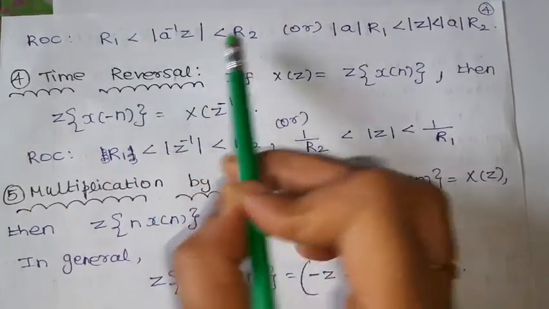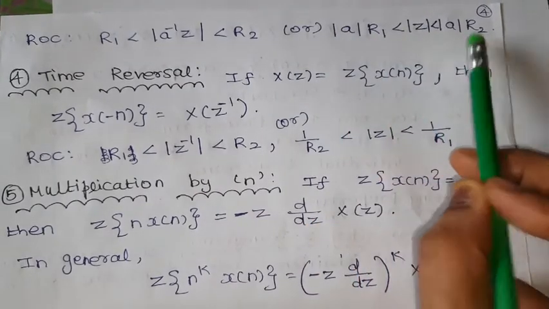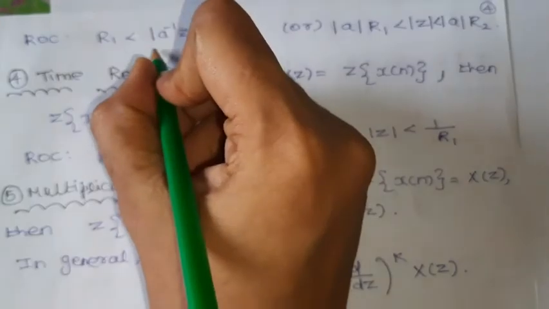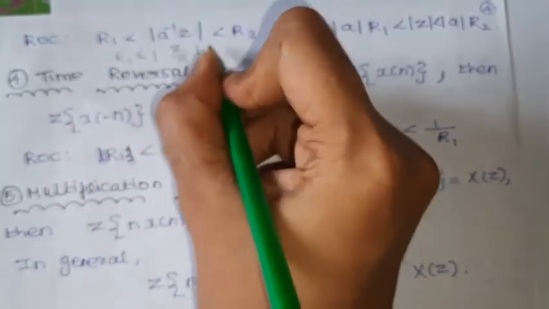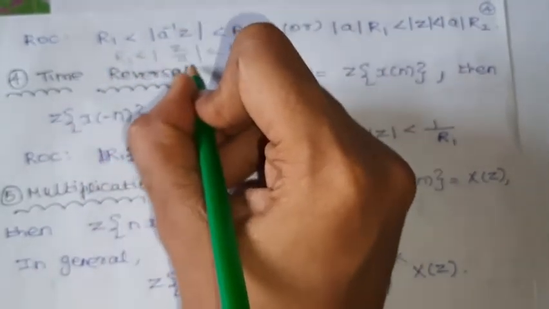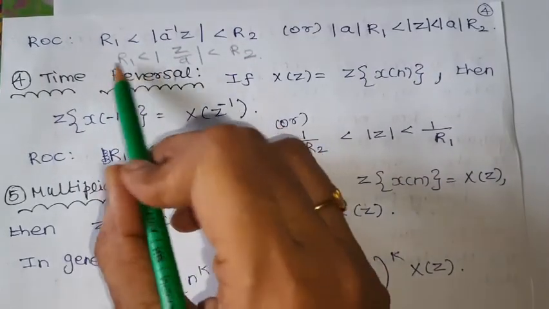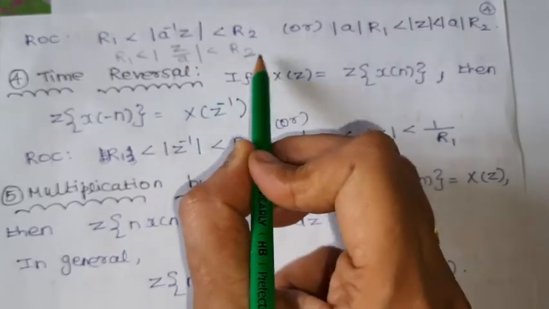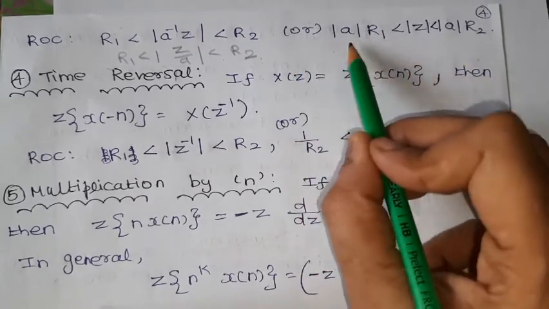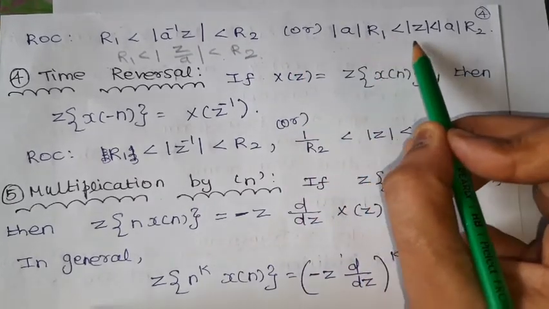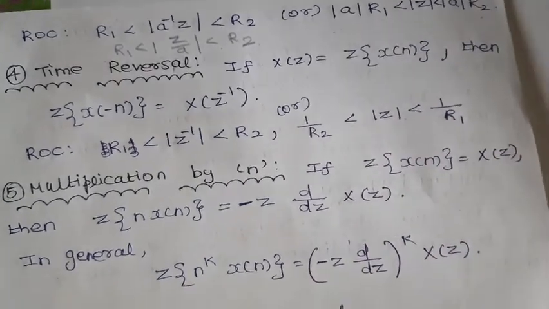Mod of a inverse z can be written as mod a R1 less than mod z less than mod a R2. How? We can write it as R1 less than mod z by a less than R2. Take this a over here, what we will get? a R1 less than mod z less than a R2. So the ROC becomes mod a R1 less than mod z less than mod a R2.